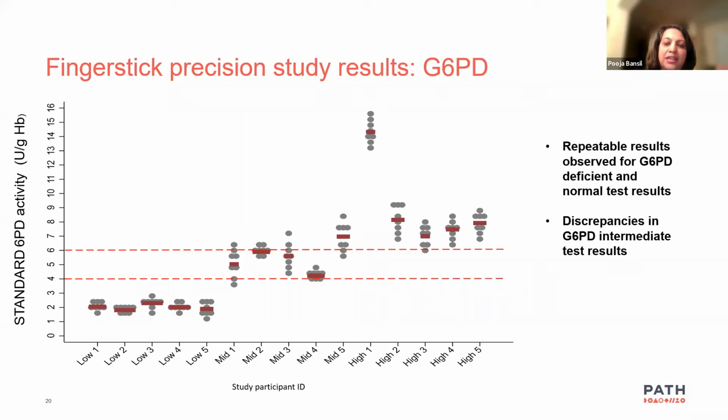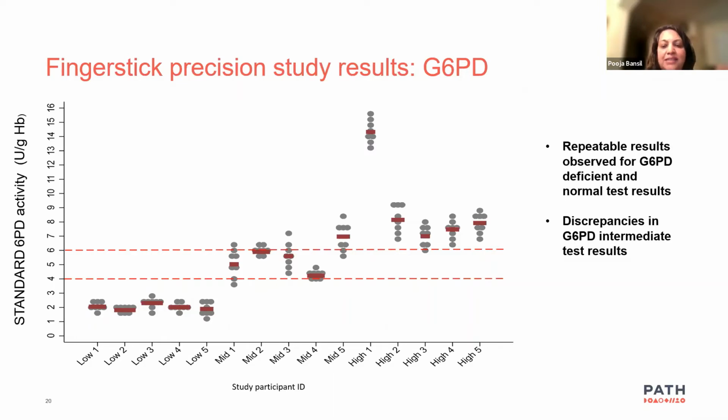This figure illustrates the results of the study. The standard G6PD activity is shown on the y-axis, and the study participants are on the x-axis. For each participant, the gray dots represent the repeated measures, and the red line is their average.